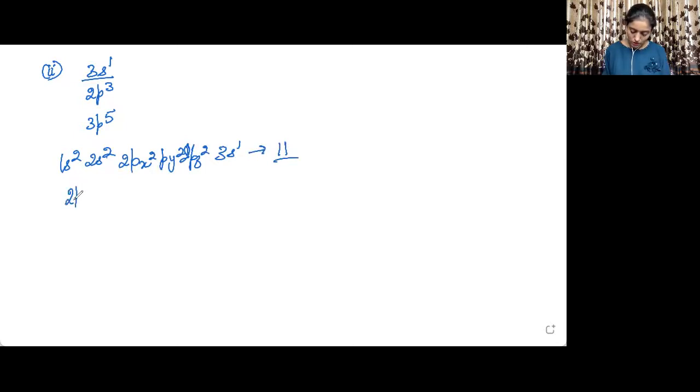Then 2p3 is there. For that, you can write the previous electronic configuration: 1s2, 2s2, 2p3: 2, 4, 7. 7 electrons means nitrogen, so its atomic number is 7. Okay, then for this one, you can just write it. Before the 3p orbital, which are all the orbitals that are filled? Then plus 3p5. So it will be 17. You can write it and then find how it becomes 17. It will be for the chlorine atom.